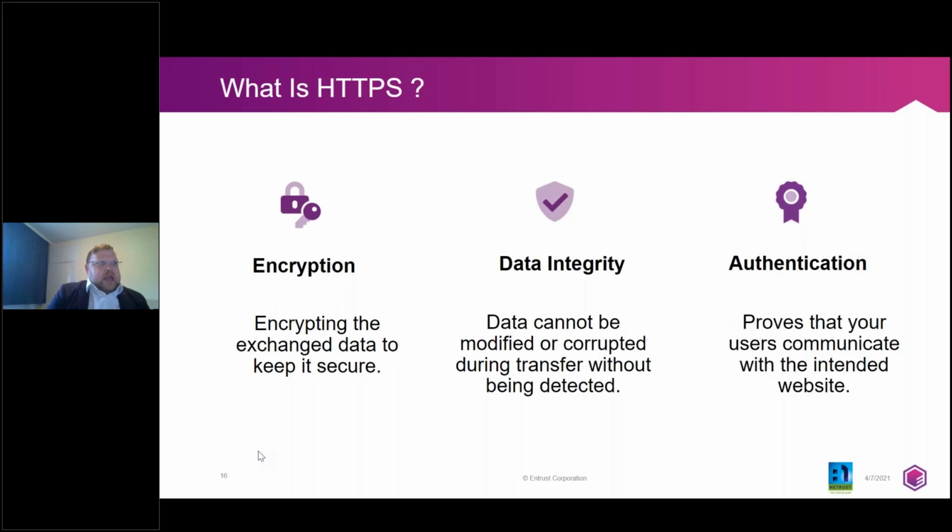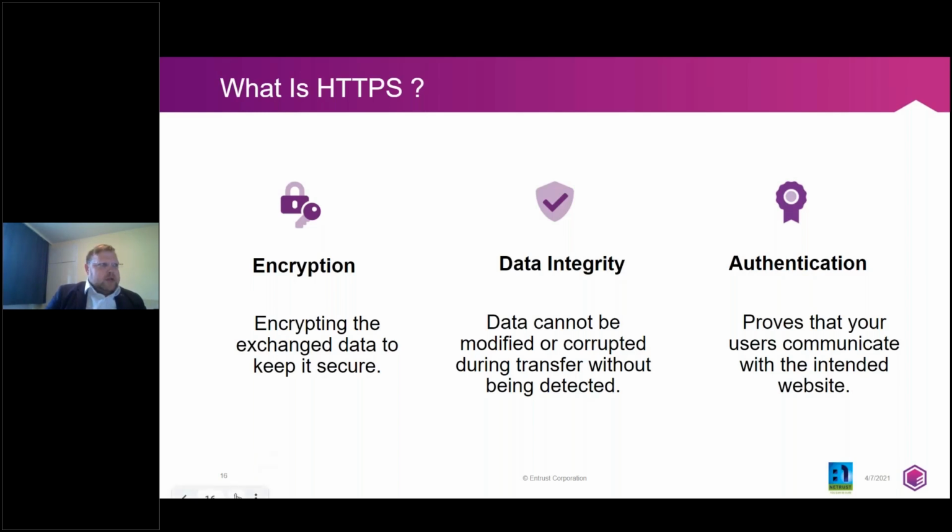So what is HTTPS? If you think about HTTPS, it's a secure version of the hypertext transfer protocol, and it's also the primary protocol that's used to send data securely between a web browser and a website. HTTPS inherently supports encryption of the exchange data through the use of an SSL certificate. It also supports data integrity, ensuring that any attempts to modify or corrupt the data are flagged. And finally, it also supports authentication. By supporting authentication, that proves that a user is communicating with the intended website.